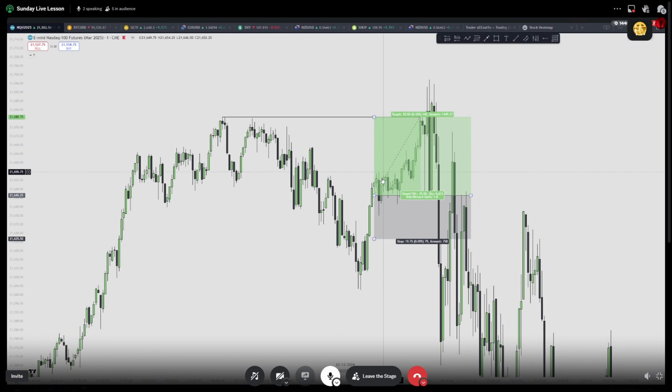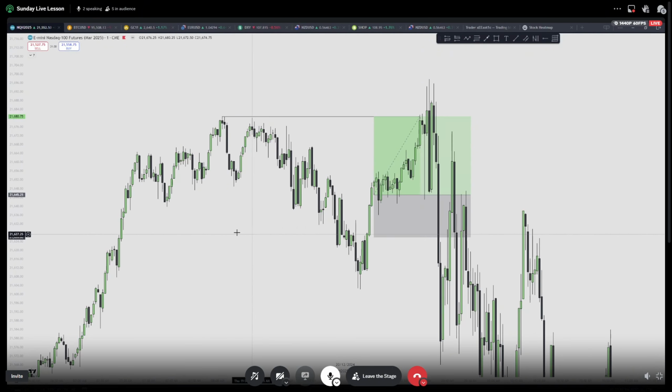But let's say this is not a 1 to 2 R. This is not a trade I would take because it's not a 1 to 2 R. So there's a couple things you can do in this situation. Since I'm not going to be comfortable moving my stop loss anywhere past here, you can look for a lower entry, maybe get in on the CE of this fair value gap, maybe get in on the lower one.